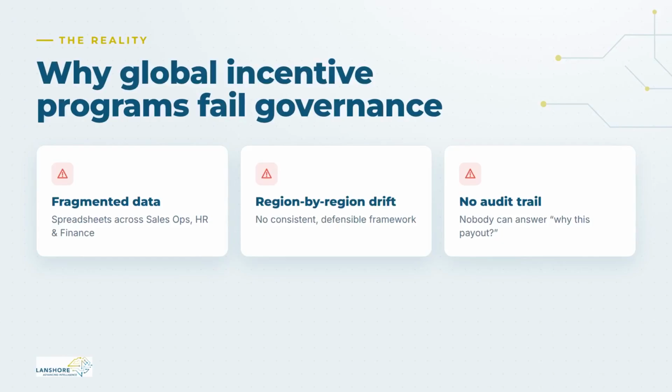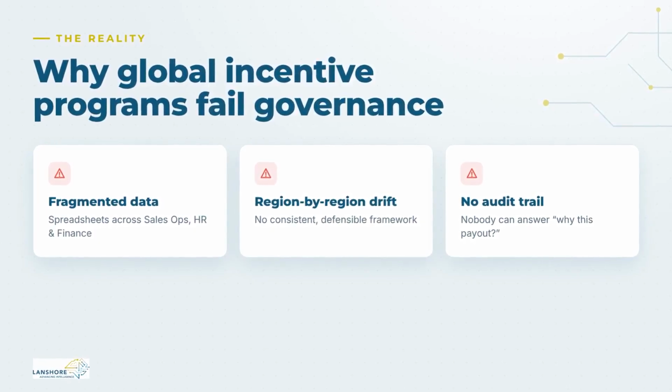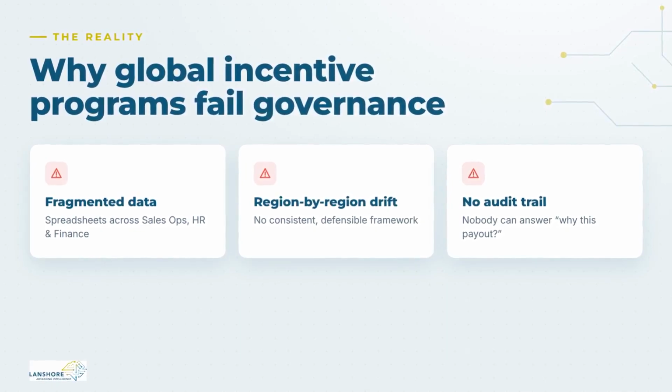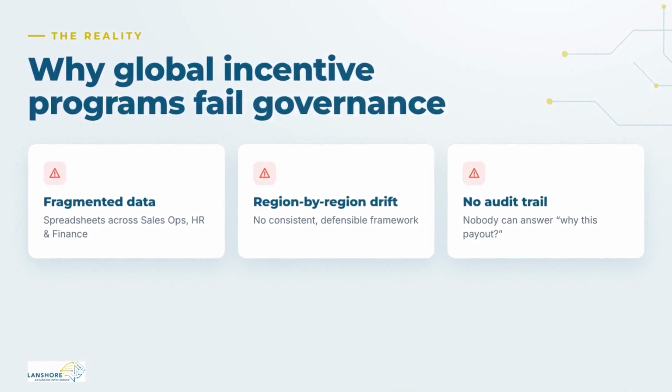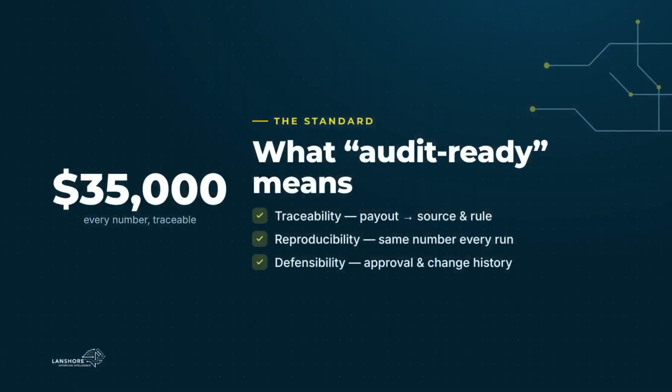And third, there's no audit trail. When a rep disputes a number or an auditor asks, "Why did this person get paid this?" nobody can answer it quickly. The result is late payouts, endless disputes, shadow spreadsheets, and real compliance exposure. Global incentive governance exists to close exactly these gaps.